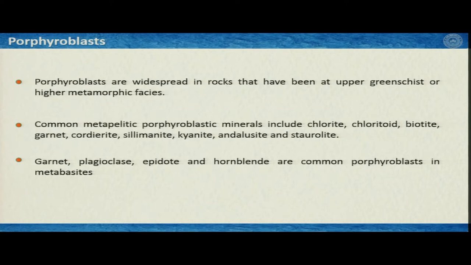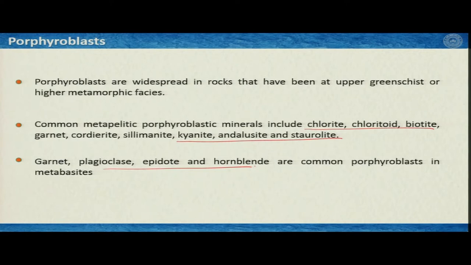If they are metabasites, that means the source rock is a basic rock, then the typical porphyroblast minerals one can form are garnet, plagioclase, epidote and hornblende, and there are a few other minerals. So if you see these kinds of minerals in your thin sections, you can figure out that these are porphyroblasts. They have grown during deformation, and then you can look for whether they contain some information within them, and in most cases, I repeat, we study them under the microscope.